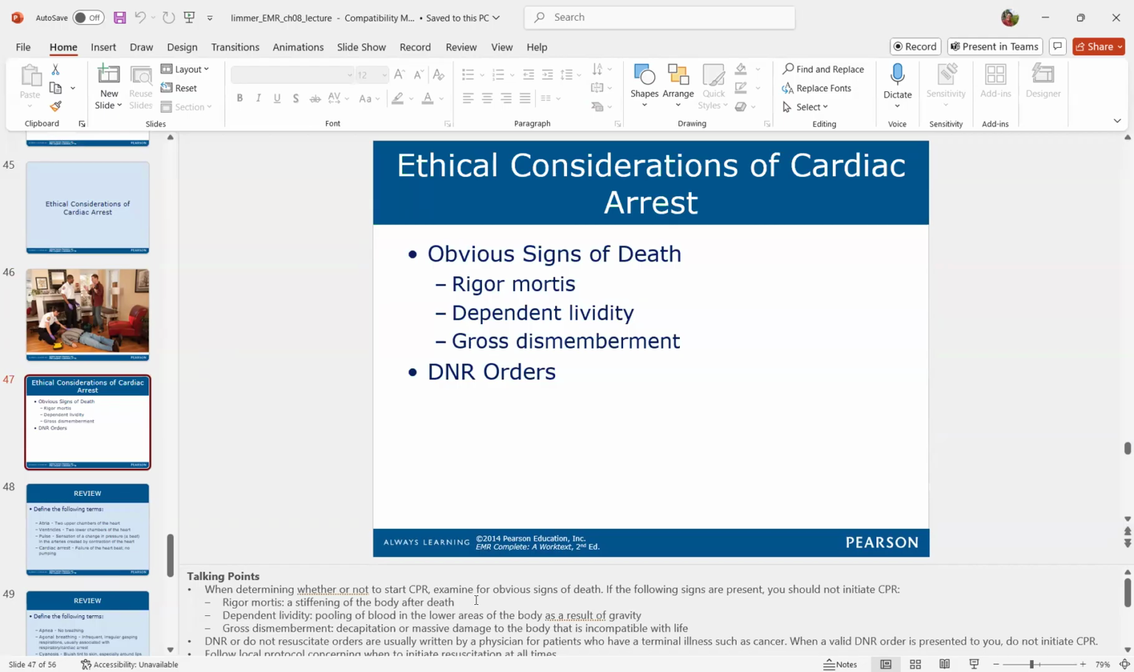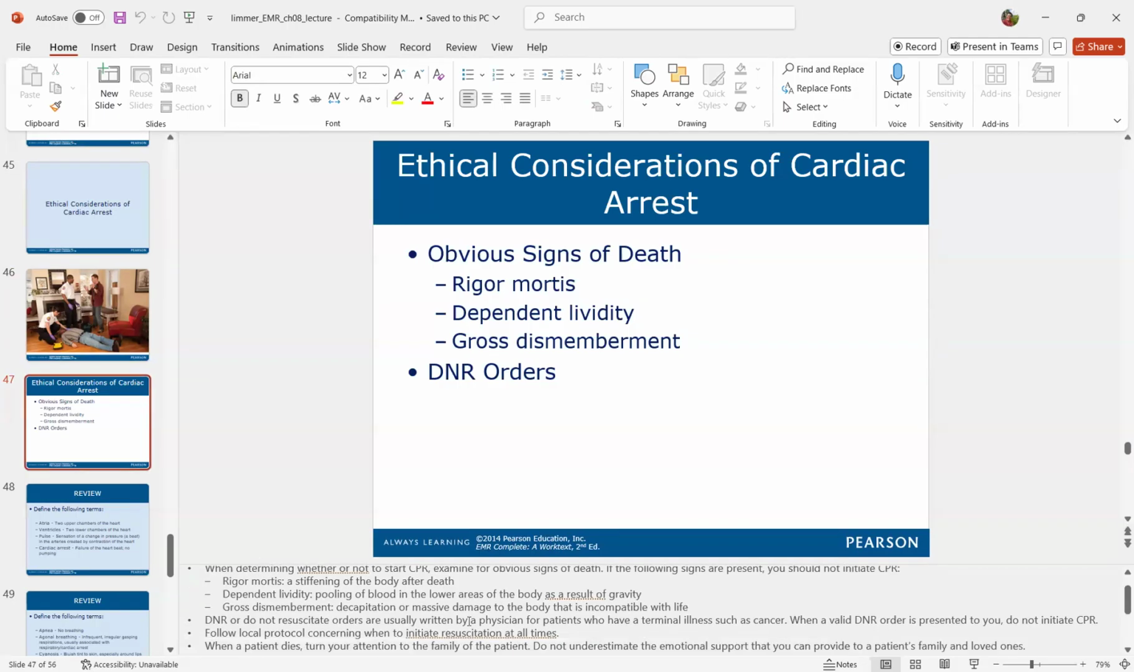If they have dependent lividity, this is pooling of blood in the lower areas of the body. This is a result of gravity. So if they're laying on their back and you see a pool of a darker area on their back, they've been down for a while, we're not going to start CPR. If they have a gross dismemberment, like a decapitation or massive damage to the body that's incompatible with life, we're not going to start CPR.